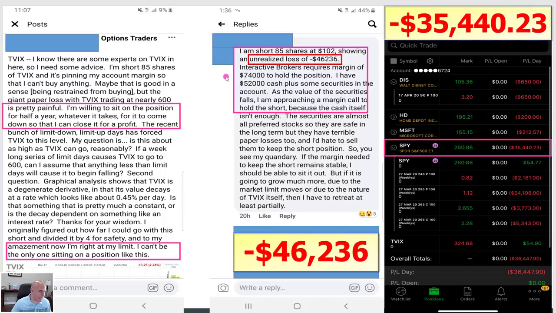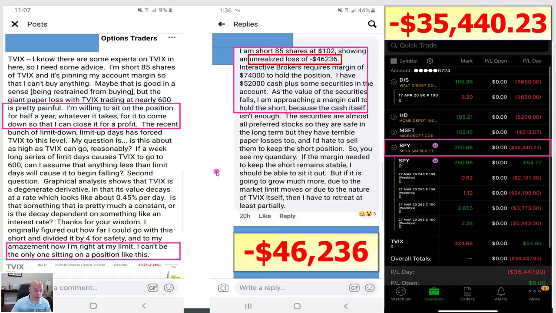So this isn't somebody that has a $1 million account. This is somebody that clearly is on the threshold of a margin call. If you're on the threshold of a margin call, your account is not in a position to handle a $46,000 loss. So why would you put yourself in that position? Just think about that for a second. And yes, that is true.